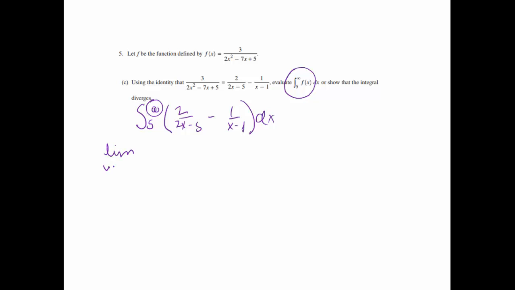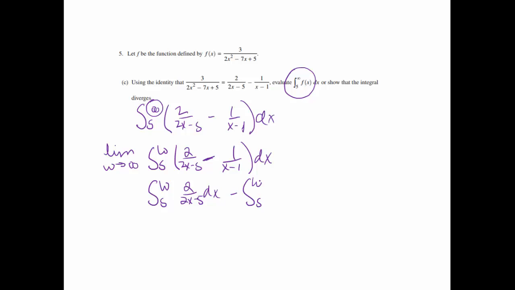So it's going to be the limit as w approaches infinity of the integral from 5 to w of 2 over 2x minus 5 minus 1 over x minus 1 dx. Okay, actually they did all the partial fractions for us, so we don't even need to do partial fractions. We just have a minus sign here. I can take the integral of each one separately. So I'm just going to have 2 over 2x minus 5 dx minus 1 over x minus 1 dx. Boom. I'm going to make sure that it's still a limit. I'm just going to keep carrying that along with me.